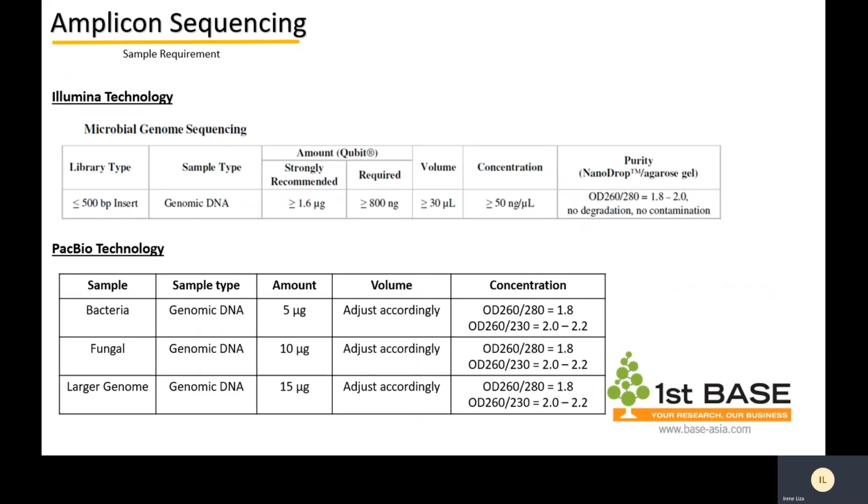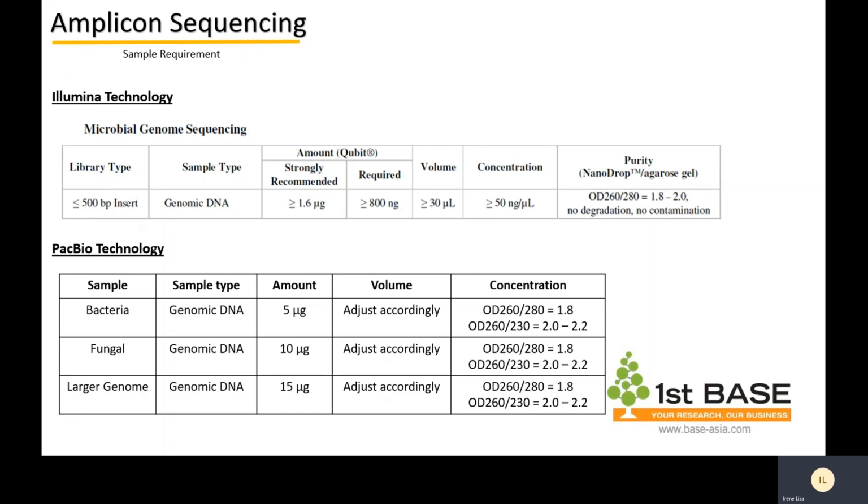Of course, then we go into sample requirement. So this is the sample requirement for First Base for Amplicon sequencing. What we strongly recommend is approximately 1.6 microgram of DNA in 30 microliter of volume. So it is 1.6 microgram total DNA in 30 microliter. So for each microliter, it's approximately 50 nanogram.